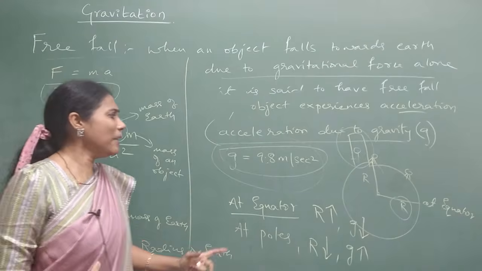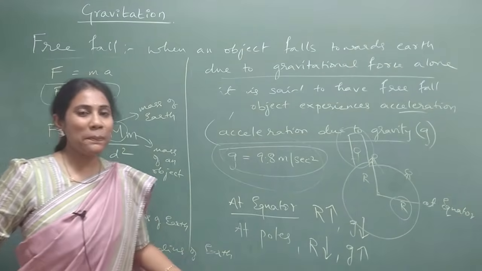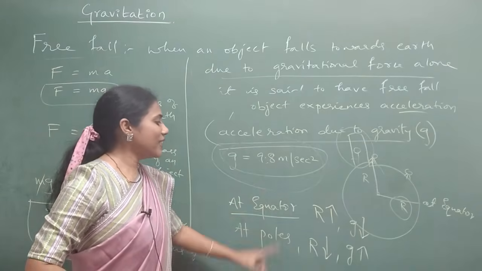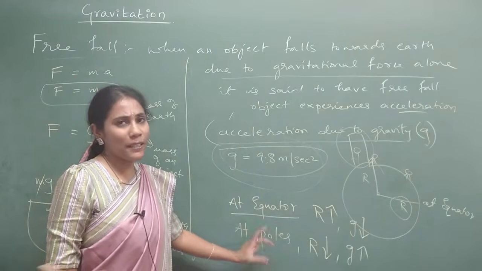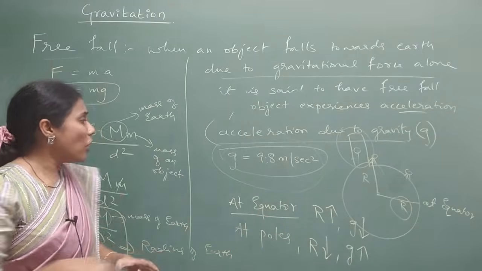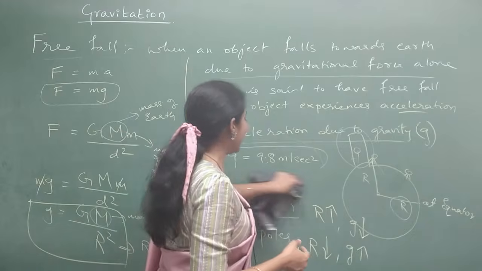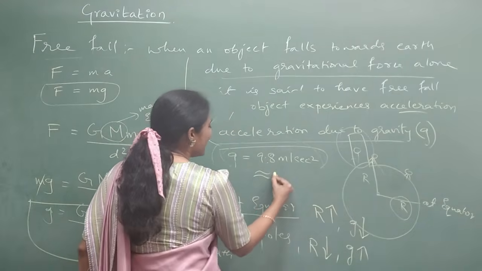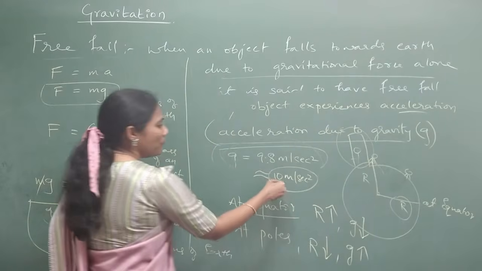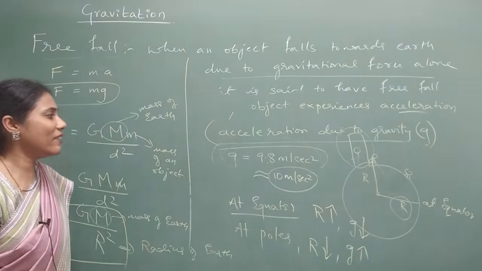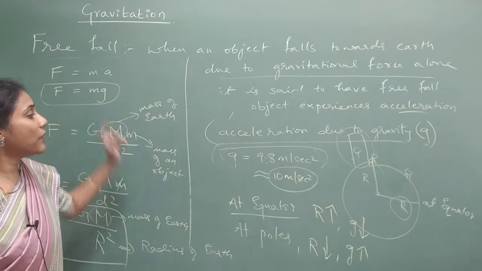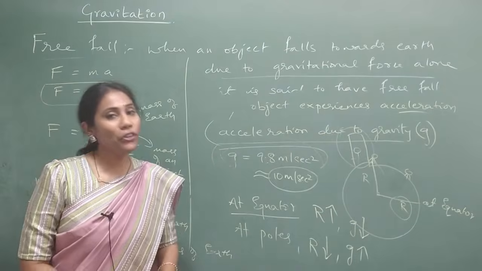Clear? But anyway, in this chapter during calculations we consider this value only, even if the object is at the equator or at the poles. It doesn't matter for us. Sometimes for the calculations we can take this value as approximately 10 meter per second square also. In many of the problems they will take 10 meter per second square. So this is all about free fall and acceleration due to gravity.